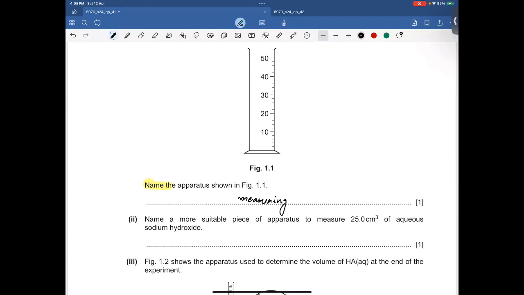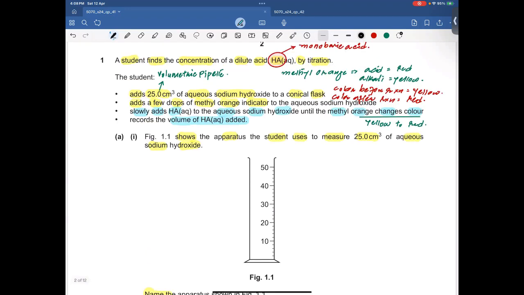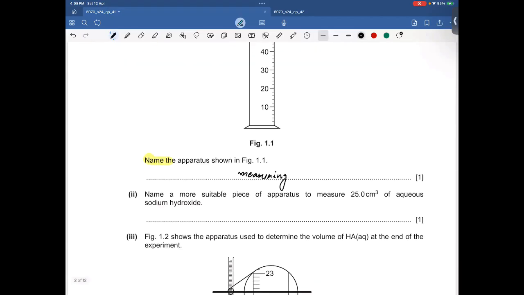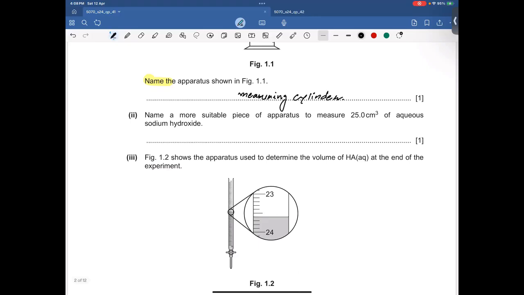And I believe measuring 25 cm cube through a measuring cylinder is a source of error, because if a volumetric pipette of 25 cm cube is already given, obviously we should have measured with it. If we are using a measuring cylinder, then obviously this will be considered a source of error. Now name a more suitable piece of apparatus to measure 25 cm cube of aqueous sodium hydroxide. Volumetric pipette.